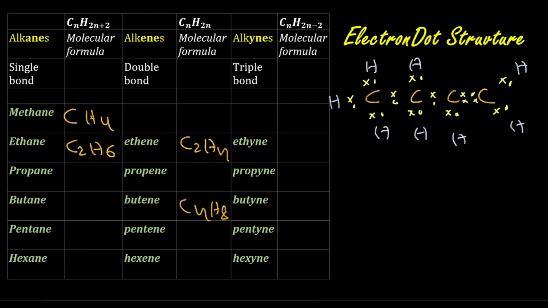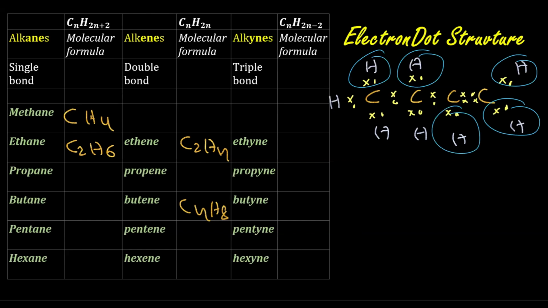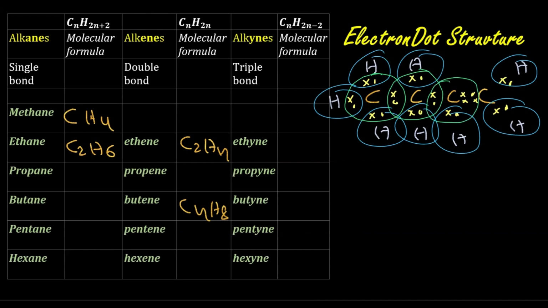Now for hydrogen, you can figure out that these hydrogens get satisfied by sharing 2 electrons, attaining the noble gas configuration of helium. For carbon, you can see the first carbon will have 2 plus 2 plus 2 plus 2, 8 electrons. The other carbon has 2 plus 2 plus 2 plus 2, 8 electrons. The third carbon atom has 2 plus 2 plus 4, and the fourth one has 4 plus 2 plus 2. Right. So this is how the electron dot structure of butene is formed.